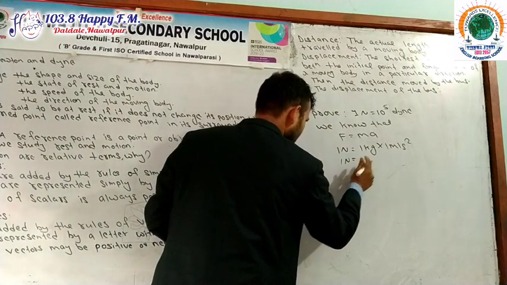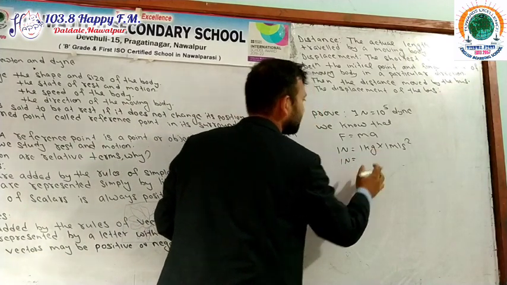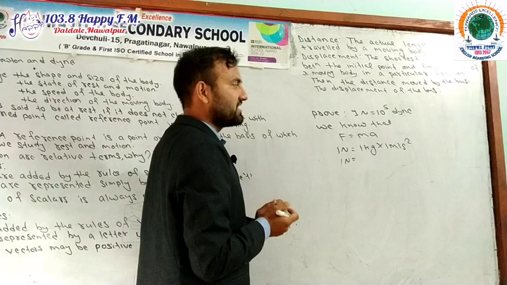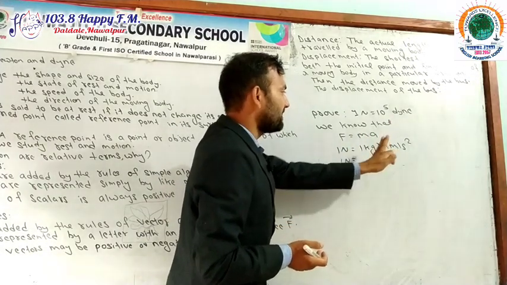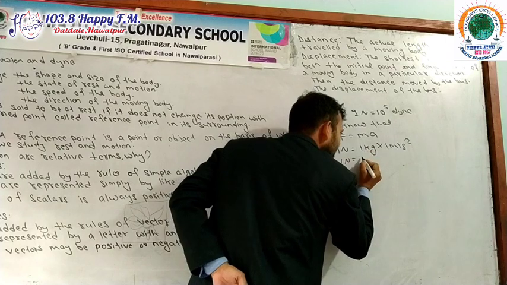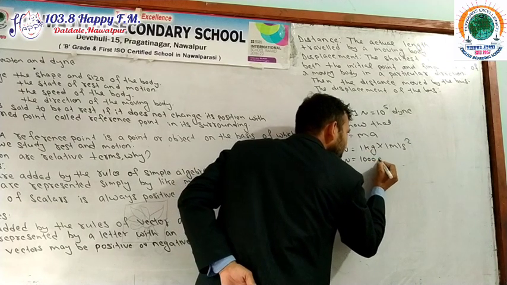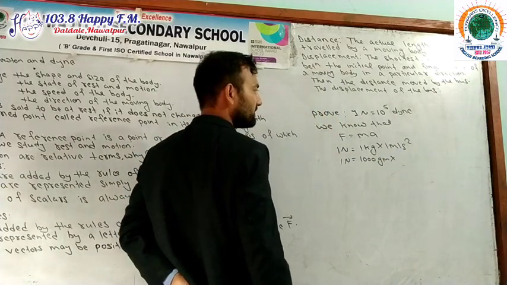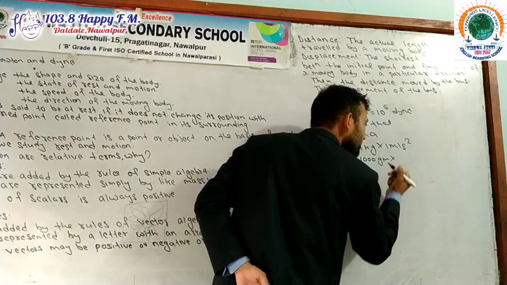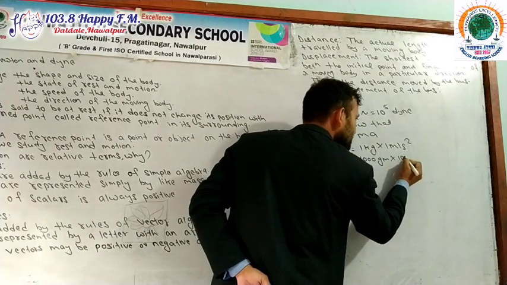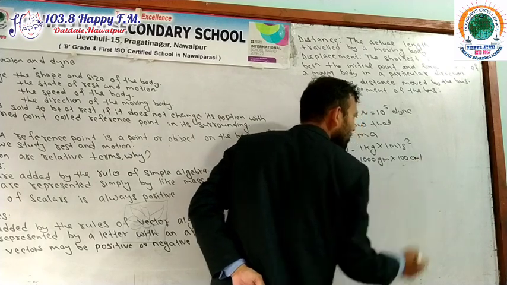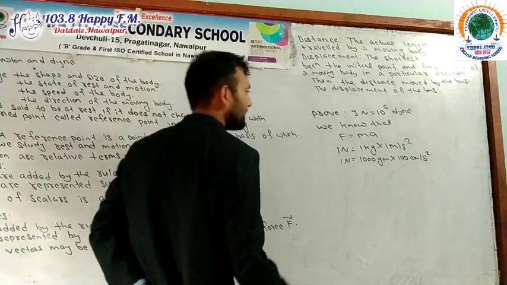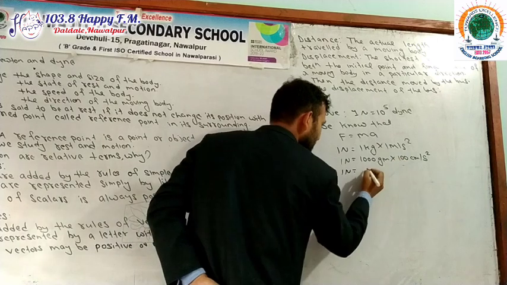1 Newton. Kg changes into gram, meter also changes into cm, changing the SI system into the CGS system on the right side. 1 kg equals how many gram? 1 kg equals 1000 gram. What is the CGS unit of length? Centimeter. 1 meter equals 100 cm. What is the CGS unit of time? Second. S square. 1 Newton is 1000 into 100.